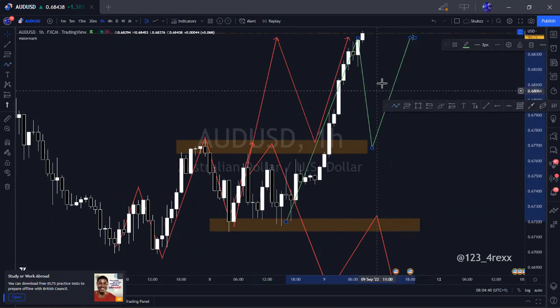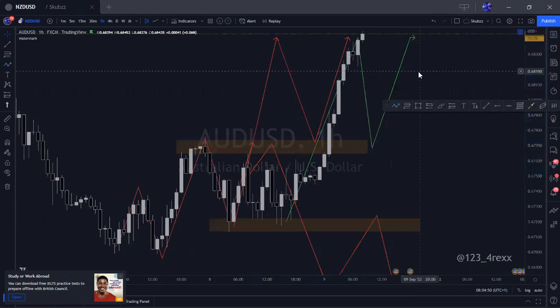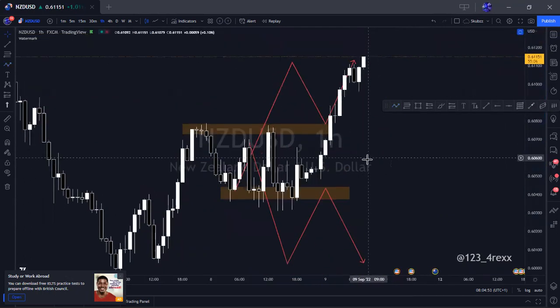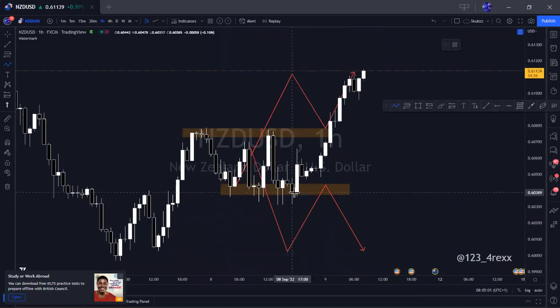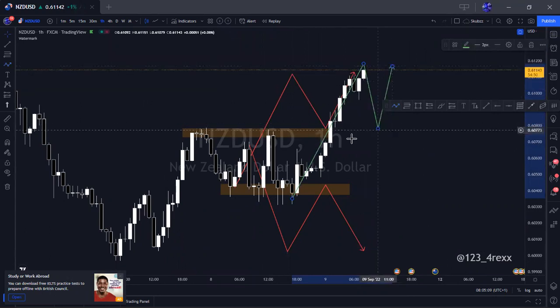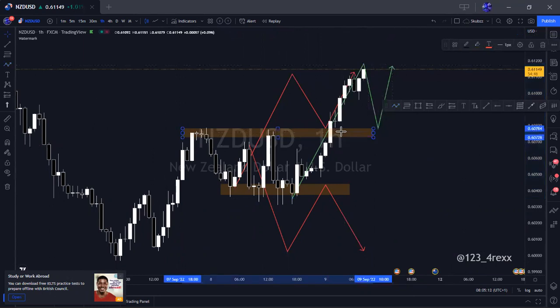So NZD USD, let's see. It's almost the same thing. Like we did yesterday, we have broken structure to the upside. So we plot our fib once price starts retracing, and then we look for that push to the upside, that buy to the upside. We would basically be looking for those buys today because we have actually shifted.